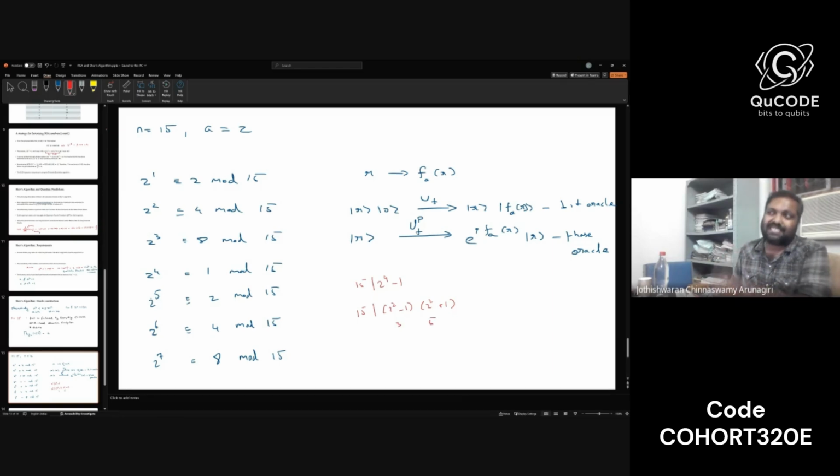So for this case, I'm just factorizing 2 to the power 4 minus 1. Again, I'm not factorizing 15. I'm just using the property of polynomials, that a square minus b square is a plus b into a minus b. I just arrived at the 2 factors. Without performing factorization, I've pulled out the 2 factors. So this is how Shor's algorithm runs.